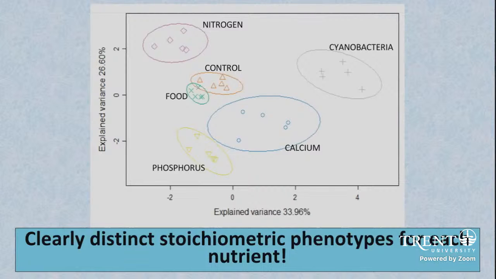So this for me was great news. This means I can take these 20 genes, I can take my unknown animal, and just by looking at the expression of these 20 genes, I should be able to tell you the type of stoichiometric limitation that animal is experiencing, which to me is incredibly exciting.